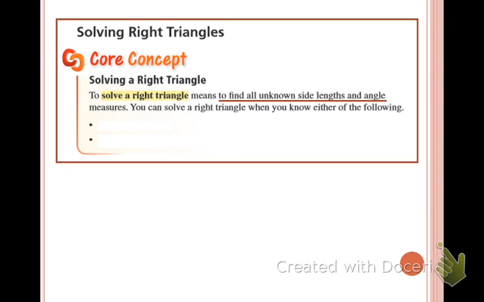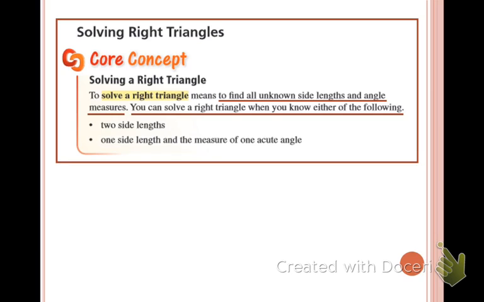The directions on your quiz and test will say solve the right triangle. It won't say, hey, solve for every side, solve for every angle. You will just have to do it. You can solve if you're given either of the following situations. If you're given two side lengths, you have everything you need to find every other missing piece: all the missing angles and the last missing side. If you're given one side length and one acute angle, like we've been doing, you could find all missing angles and all missing sides. So these are your two scenarios.